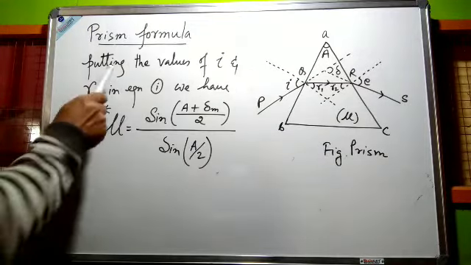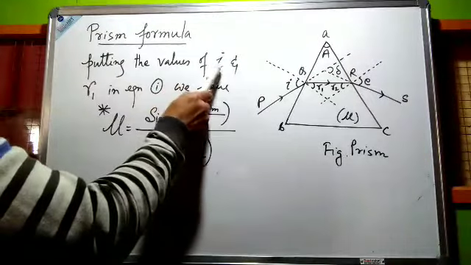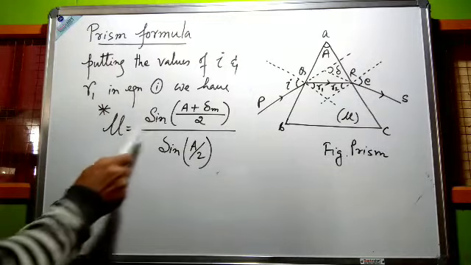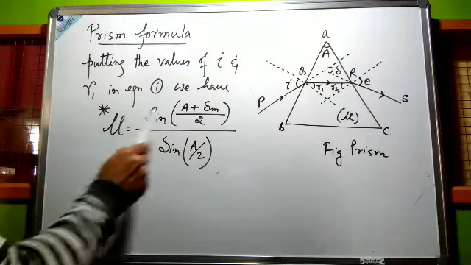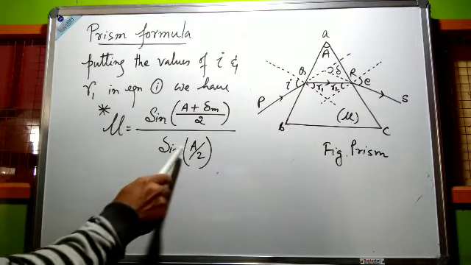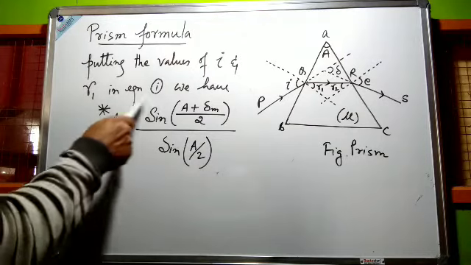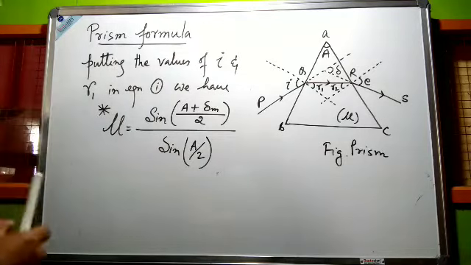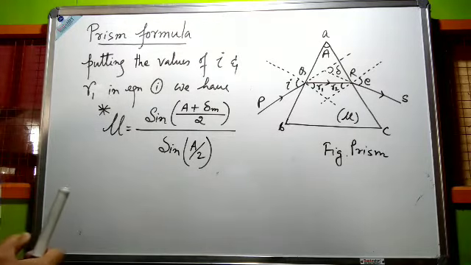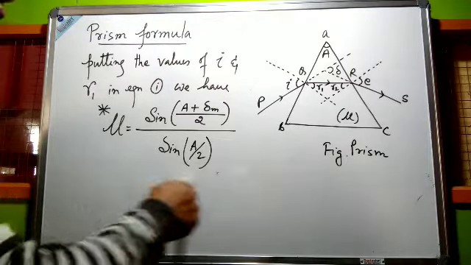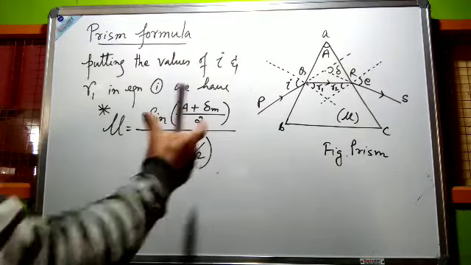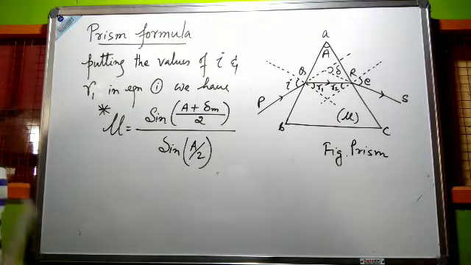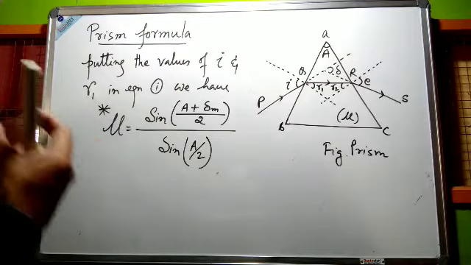So we may write like this: putting the values of I and R1 in equation 1, we have mu equal to sine of A plus delta M by 2 divided by sine of A by 2. This is our prism formula. Our prism formula is an exam essay type question for 5 marks. Next, applying the prism formula to solve a numerical problem.